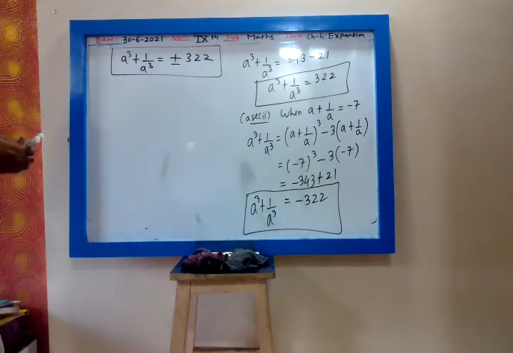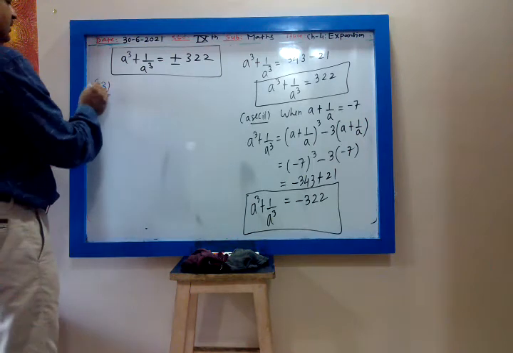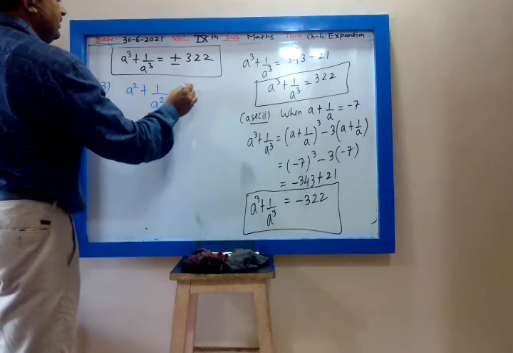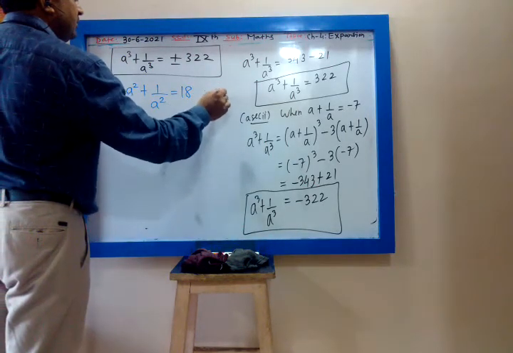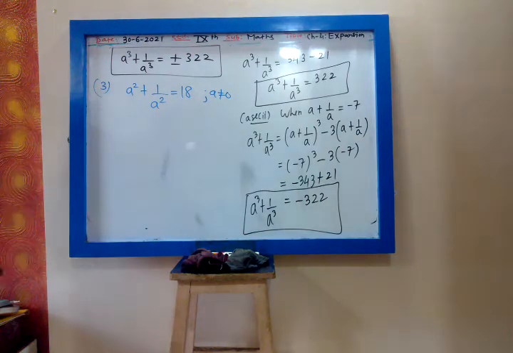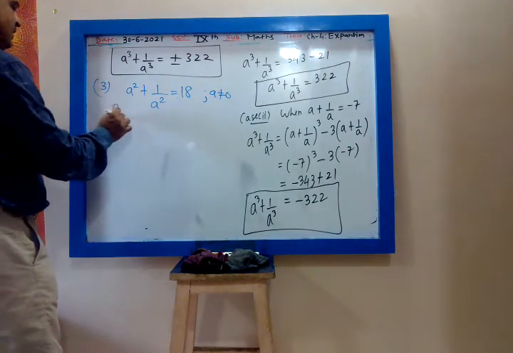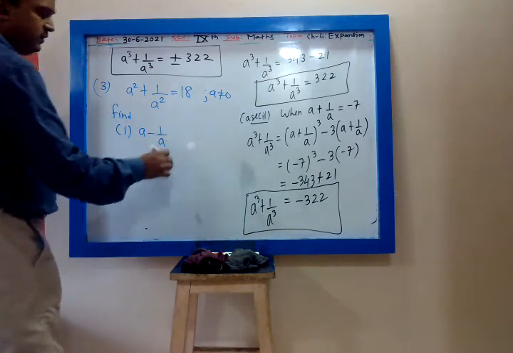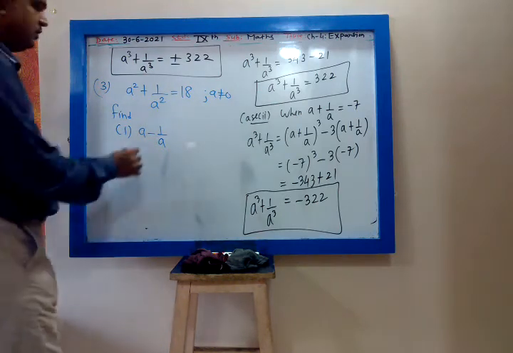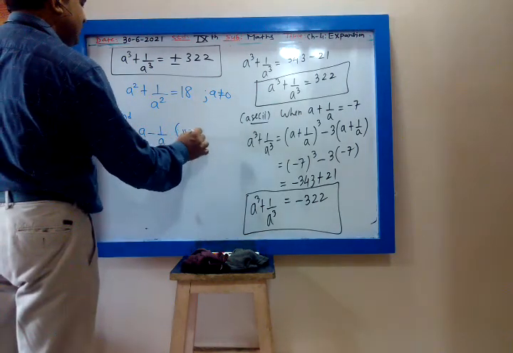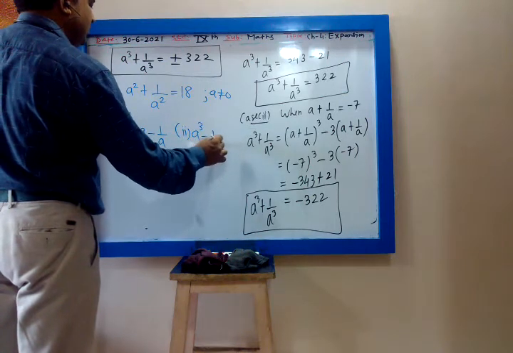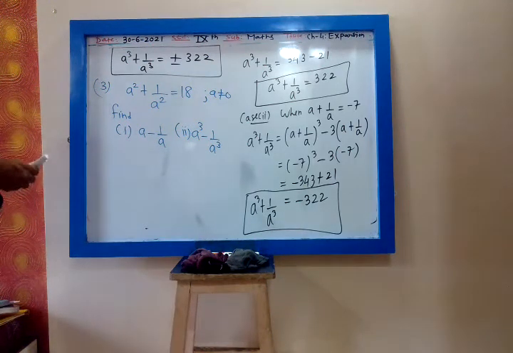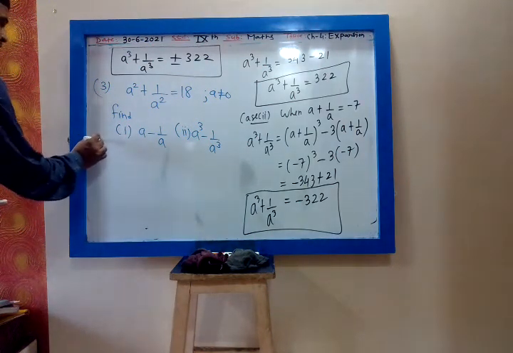Now third one: a square plus 1 upon a square is 18, and a is not equal to 0. Find the value of first, a minus 1 upon a, and second, a cube minus 1 upon a cube. Let me do one problem of this type also. So let us solve this.